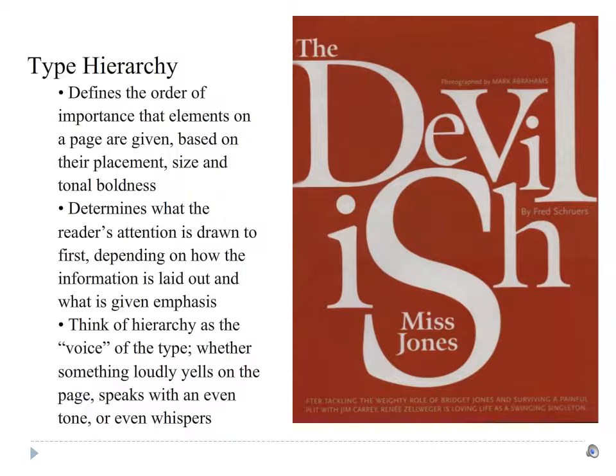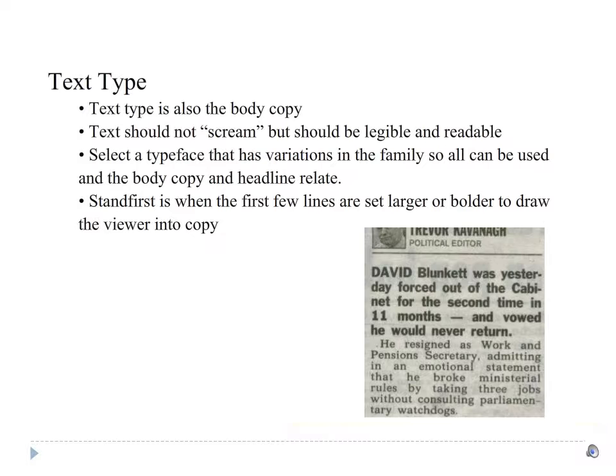It defines the order of importance that elements on a page are given based on their placement, size, and tonal boldness. It also determines what the reader's attention is drawn to first, depending on how the information is laid out and what is given emphasis. Think of hierarchy as the voice of the type, whether something loudly yells on the page, speaks in even tone, or even whispers. Within a layout, we often refer to large sections of text as text type or body copy.